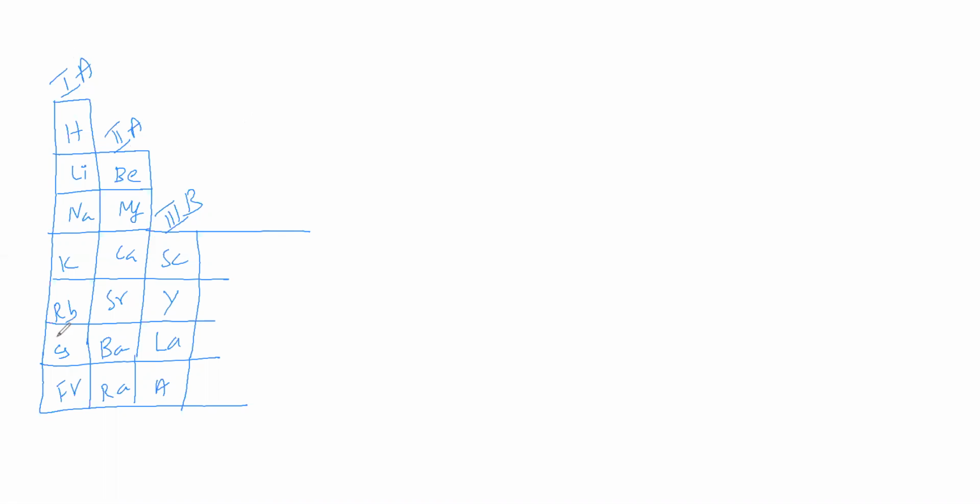Here the atomic number for cesium is 55. Atomic number for barium is 56. Atomic number for lanthanum is 57. The next element is 58, cerium. Next element is 59, praseodymium. Next element is 60, neodymium, Nd. Next element is 61, promethium.